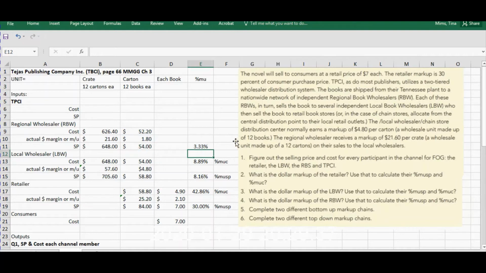And now we have the percent markup on sales price. Isn't that great? It's just so terrific. I hope you can see how this is working out.